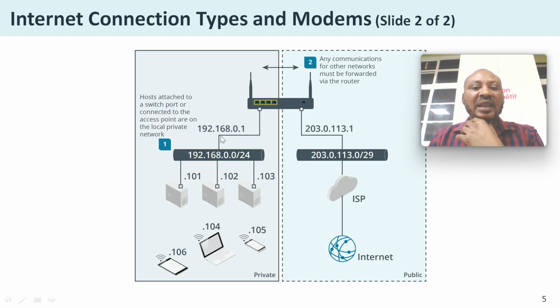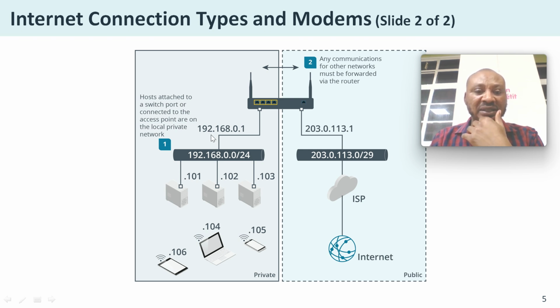A LAN network with IP addresses. So you can see all these are IP addresses. Now, if you take a look at this IP address, you'll notice something. Notice that it has a slash 24. Right? What is this telling you?